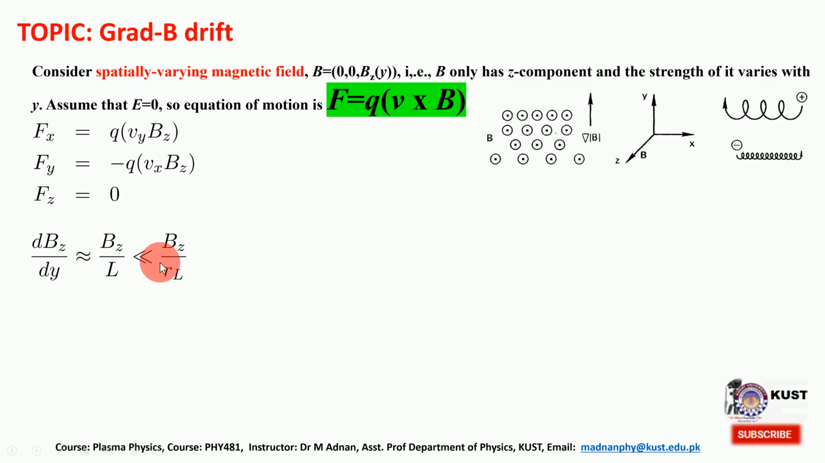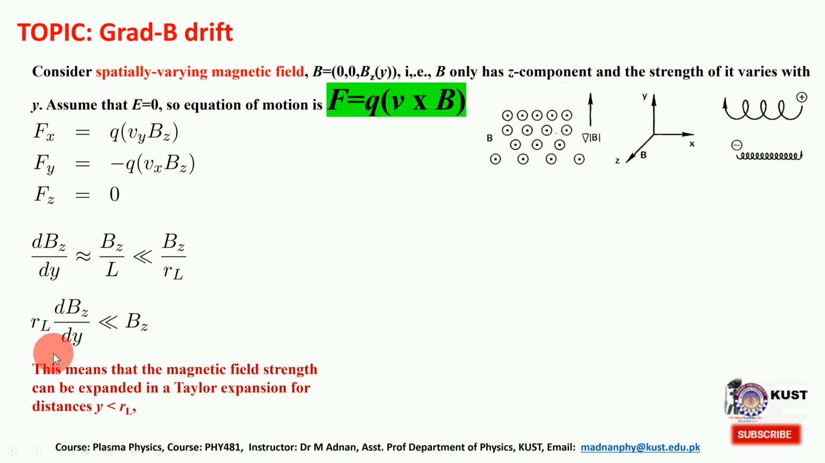and this should be small compared to r, that is r is smaller than L. If we just rearrange this equation, the gradient length scale is greater than the Larmor radius, so that we can approximate that orbit to be a gyro orbit, so that this can be simplified to this version.